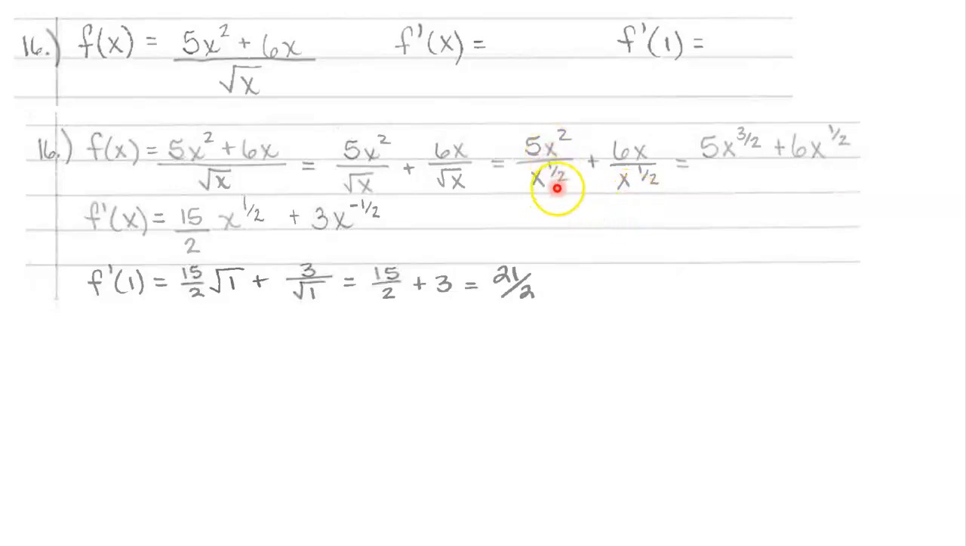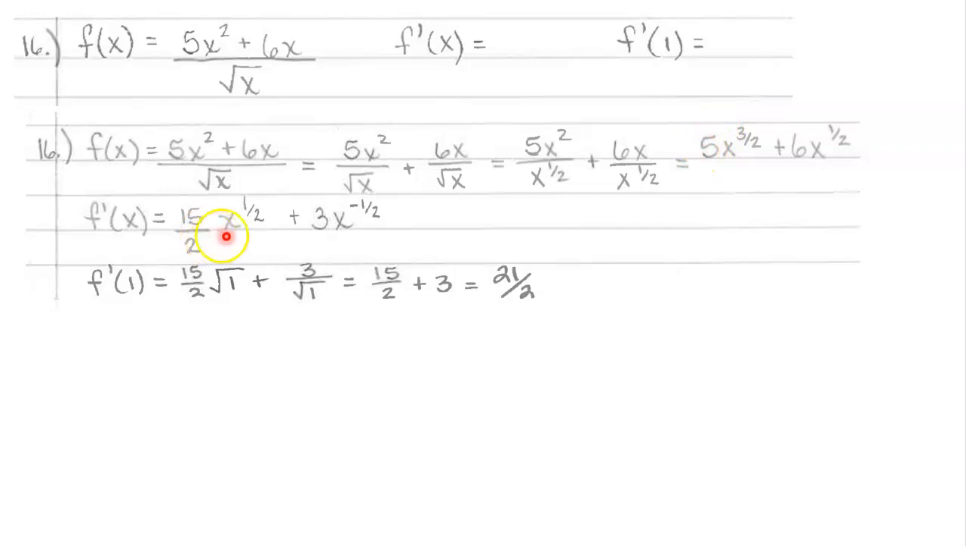Now, when your bases are the same and you're dividing, you subtract your exponents. So I'm going to say 2 minus 1/2 would be 1.5 or 3/2, and 1 minus 1/2 would be 1/2. So I haven't done a derivative yet. All I've done is simplify this function down into something that now I can just use power rule, and it's so much easier.